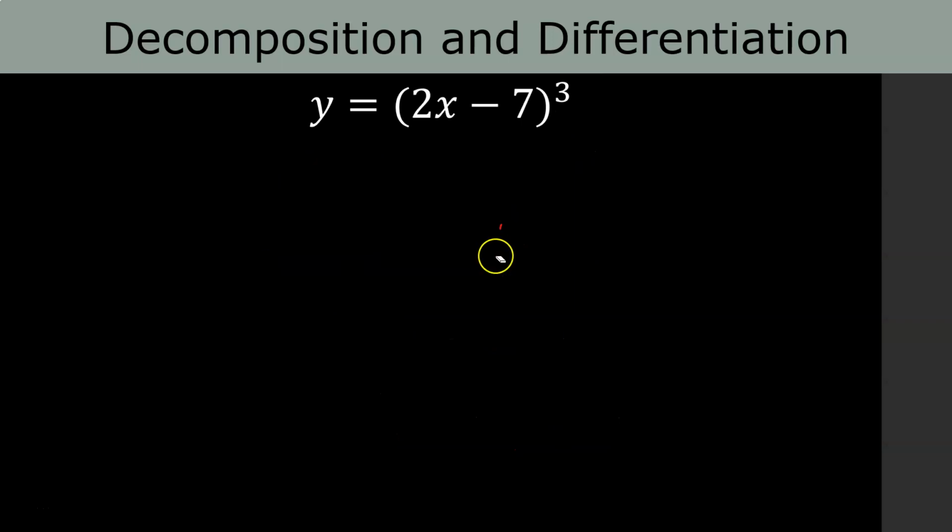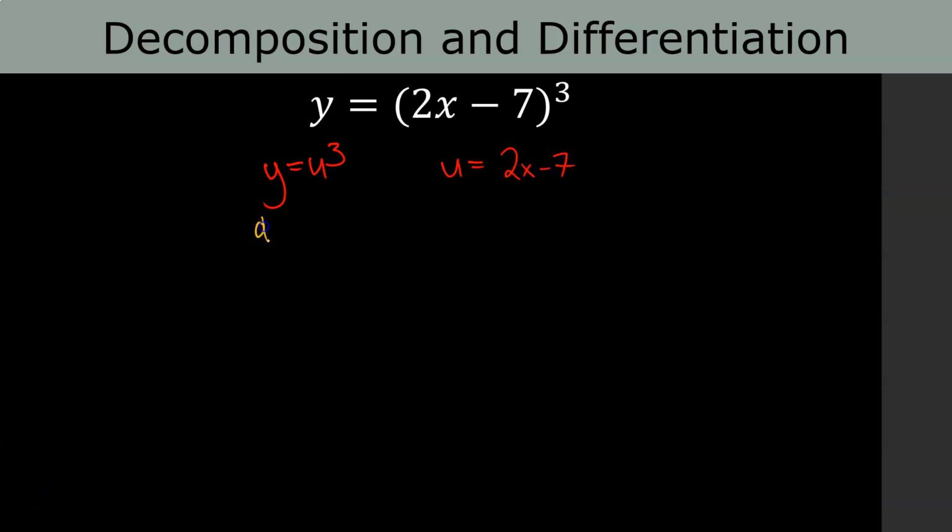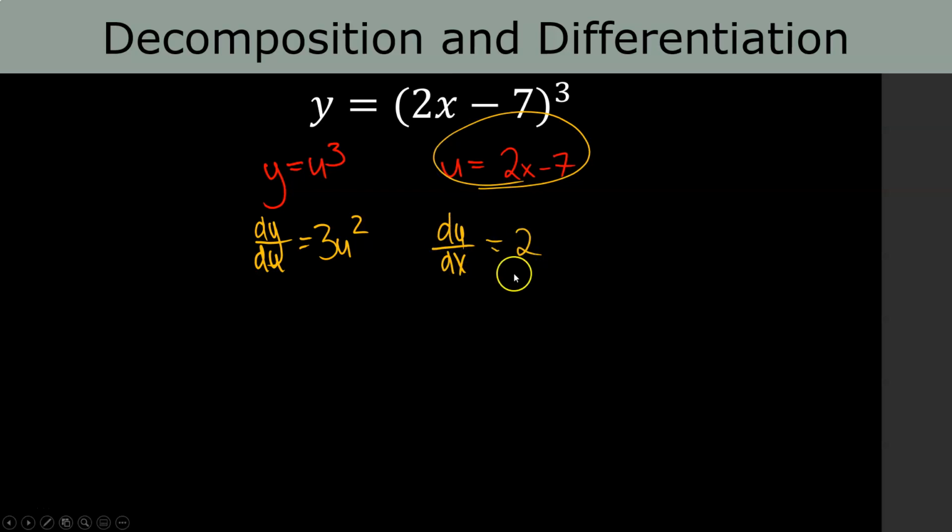All right, let's break apart 2x minus 7 quantity cubed. So we have y is equal to something cubed. The something that's being cubed is 2x minus 7. The derivative of something cubed is 3 times that same something squared. Our something is 2x minus 7, which has a rate of change of 2.